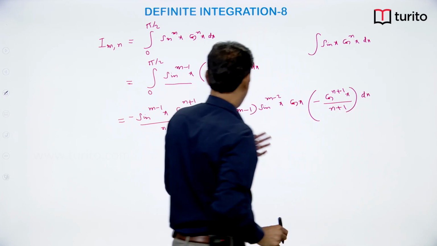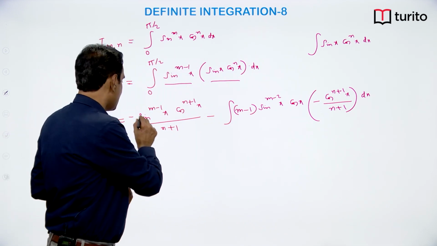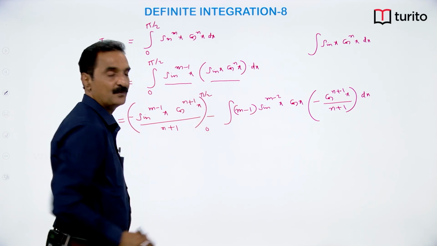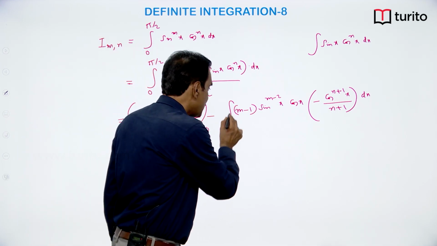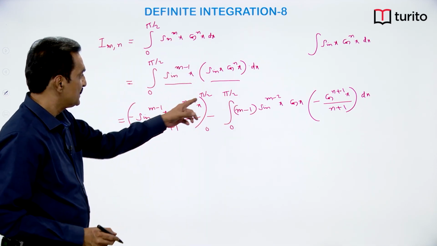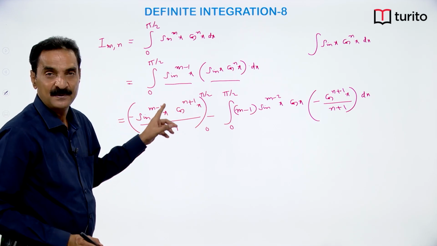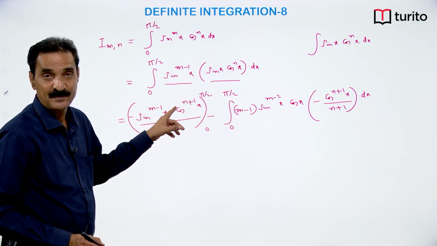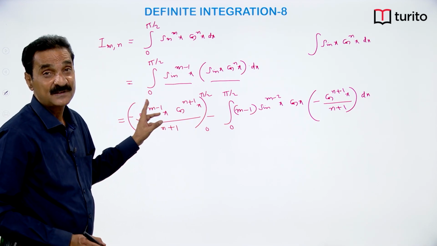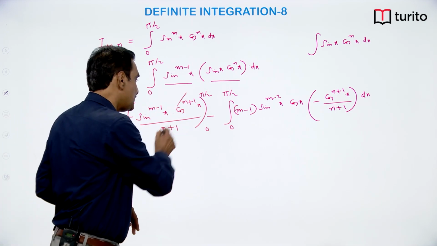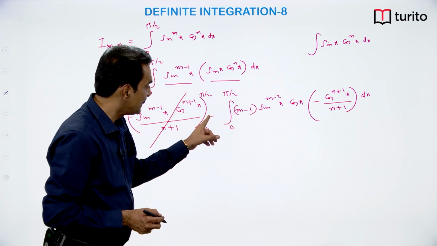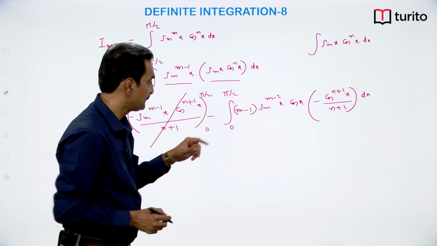dx. Now we have to use the limits. Take brackets here, limits are 0 to pi by 2, and in this integral take limits 0 to pi by 2, right. Now substituting pi by 2, it will be completely 0 because of cos x, cos pi by 2 is 0. Substituting 0, again it is 0 because of sin x. So the first term is completely 0. Now what am I getting? Second term only, that is minus into minus is plus.